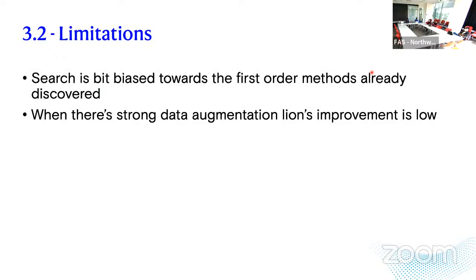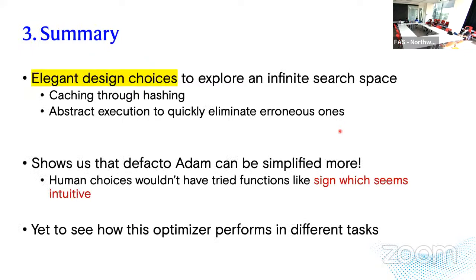In terms of the overall searching process, the authors say that since they initialize with Adam as the population, the search is already biased towards that. So it's a future thing that they can look at. And as we discussed, if there are strong augmentations, they don't see a lot of improvement. Overall, I think how they do this evolutionary process is very nice, with some nice steps like caching and abstract execution.